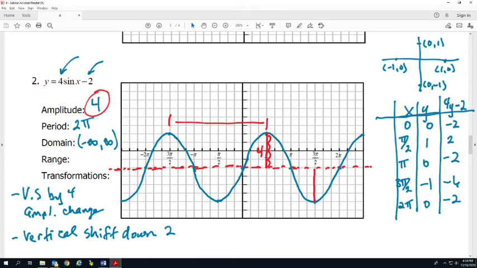But my range has changed because of shifting down and because we changed the amplitude. So my lowest y value is negative 6, and my highest y value is a positive 2. So remember, you took your original range, which is negative 1 to 1, you multiplied them by 4, and then you shifted them down 2, so that could help you get this as well. All right, hang on 1 second, we'll do example 4.